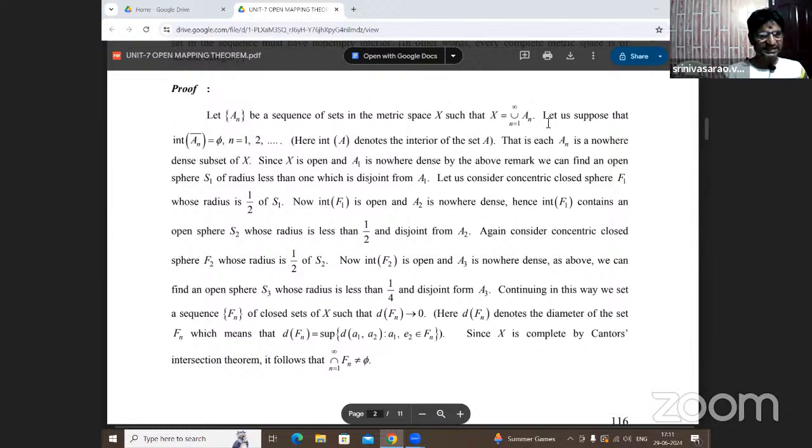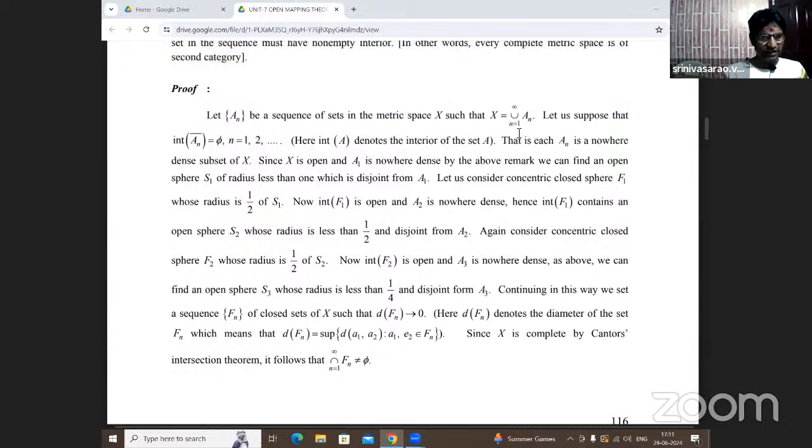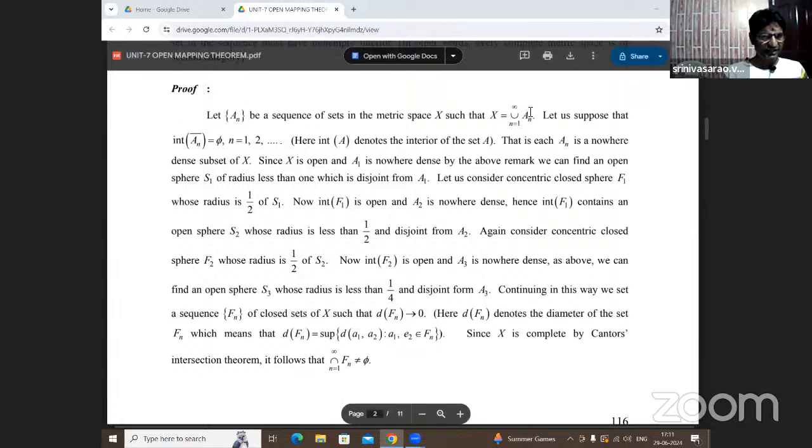In a metric space, take a countable sequence of sets. That is, n equals 1 to infinity, the union of the countable sets of the sequence is, say, capital X. Suppose that the closure of the interior of each set in the sequence is empty.